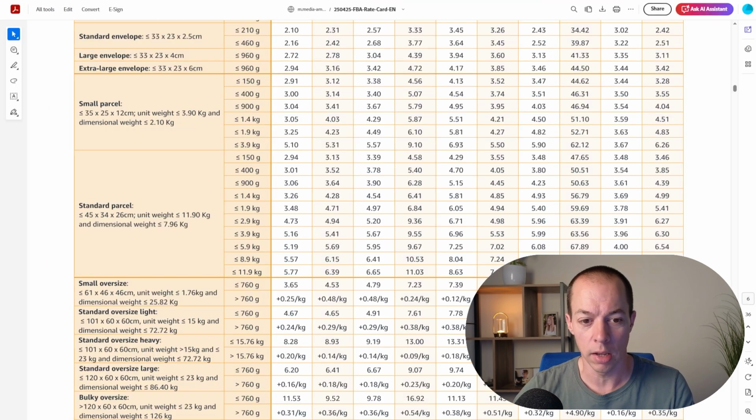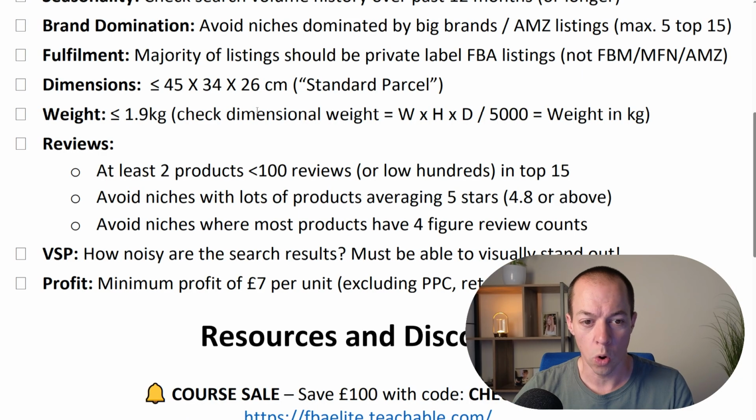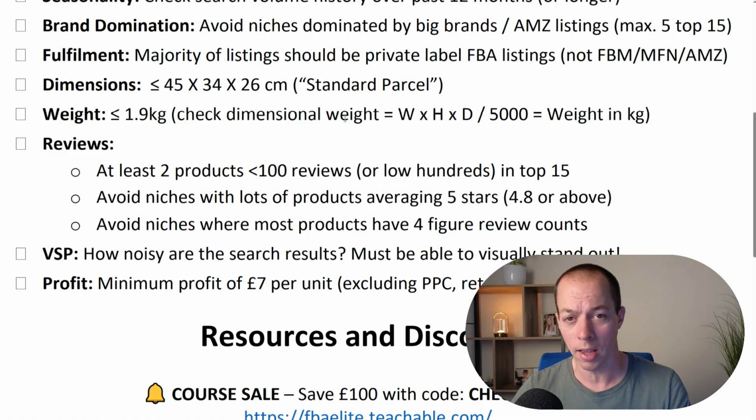And again, if we go back to the rate card, you can see as soon as you get past 1.9 kilograms, things go up quickly. So from £3.48 to £4.73 in the standard parcel tier, or in the small parcel tier from £3.25 to £5.10. So that's why, as a general rule, this is what I recommend. Now, if you find a great product that's a great opportunity and the margins stack up and it's a small oversized product or it's above that weight threshold, as long as the profit calculations stack up, then I'm absolutely fine with that. But for most people, these are good general guides.